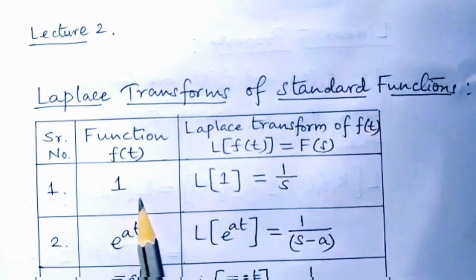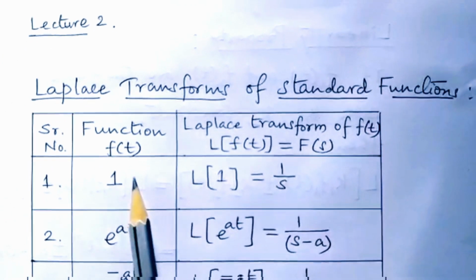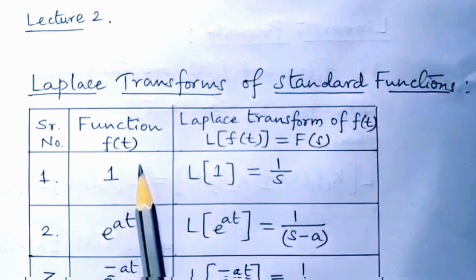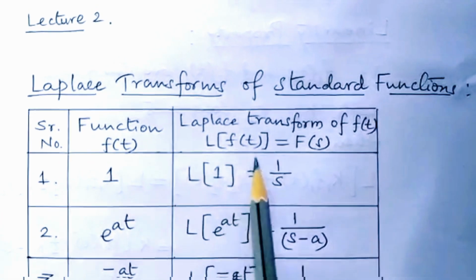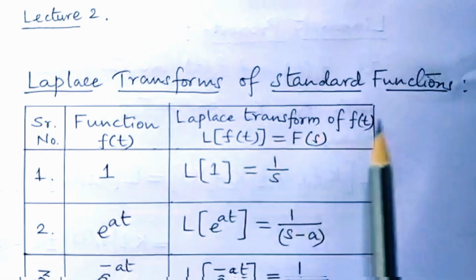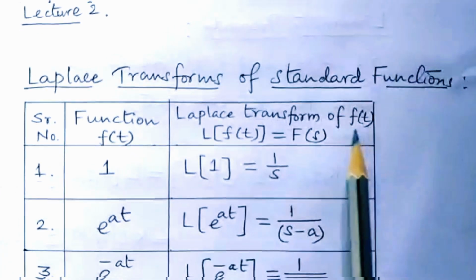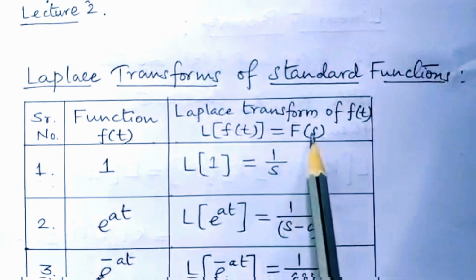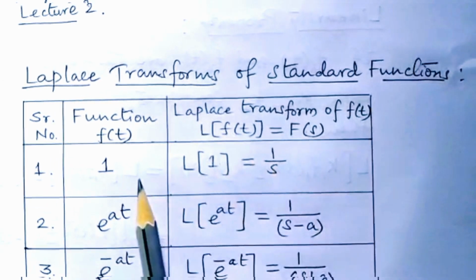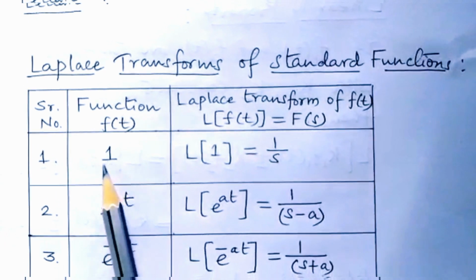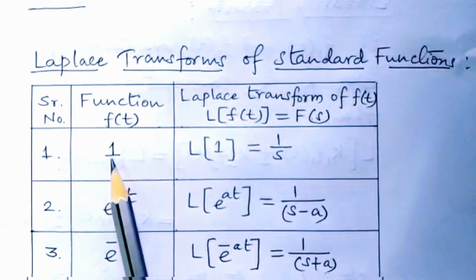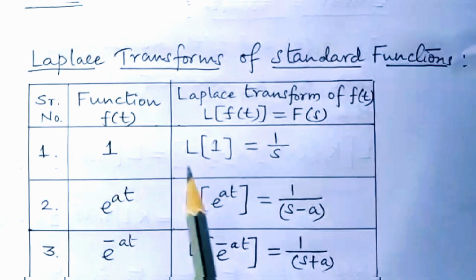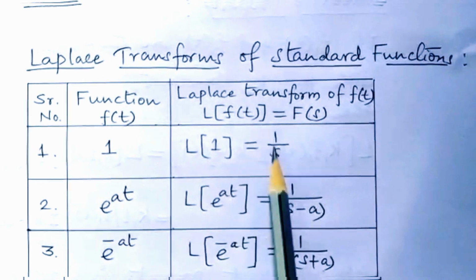So here we can observe two columns. The first column, apart from the serial number, is the function, and the other one is the Laplace transformation of that particular function, which has to be considered here, that is f of t, and L of f of t gives F of s. So first we will start with 1. Sometimes instead of 1 we can even have a constant k. So that is Laplace of 1 as 1 by s.